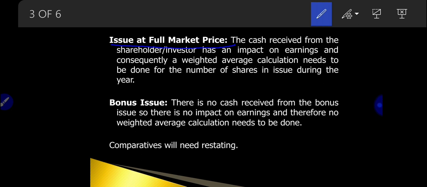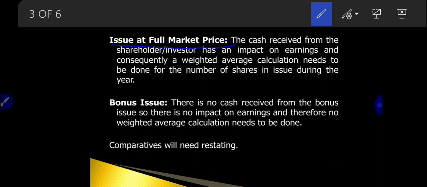Now, under the complications, we have what we call issues at full market price. When it comes to issues at full market price, here the cash is received from the shareholder or the investor, and this cash has an impact on the earnings, and consequently, the weighted average calculation needs to be done for the number of shares in issue during the year. Then the other complication is about the bonus issue of shares. When it comes to bonus issue of shares, this simply means the issue of new shares to the existing shareholders without the corresponding increase in cash. Therefore, with the bonus issue of shares, we need to adjust the number of ordinary shares before the event and also restate the earnings per share figure of the previous year.